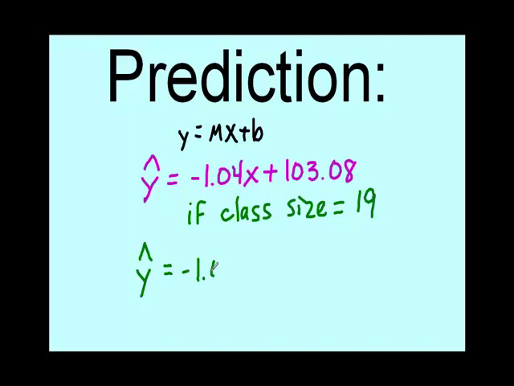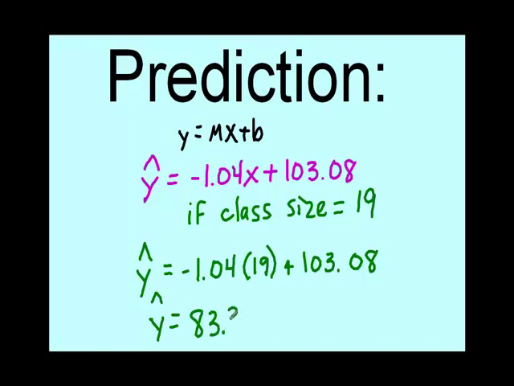Negative 1.04, multiply that by 19, and then add the intercept of 103.08. According to my rusty trusty calculator, I would predict on my trend line a score of 83.32 for anyone with a 19 in the population.